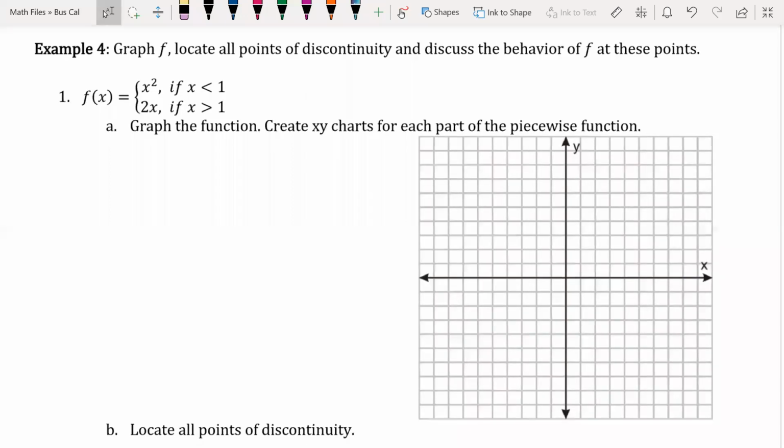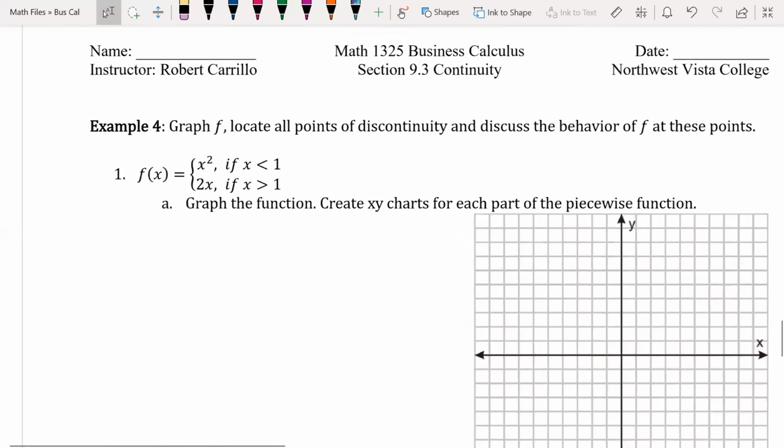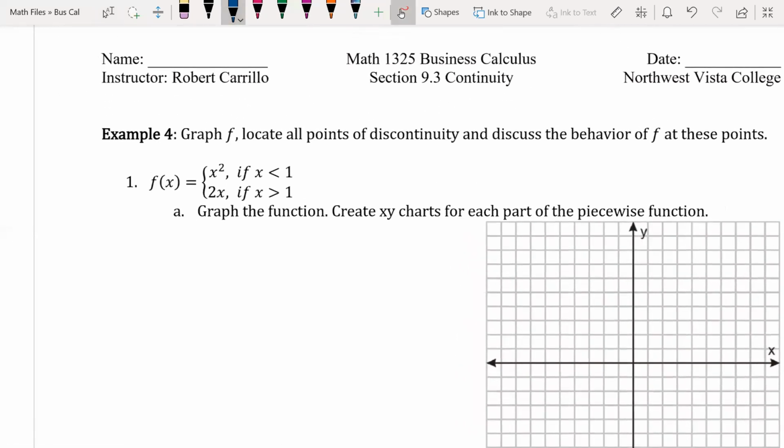All right. Example 4. Graph f, locate all points of discontinuity and discuss the behavior of f at these points. So here we're given a piecewise function again. F of x equals x squared if x is less than 1, and f of x equals 2x if x is greater than 1. Graph the function, create xy charts for each part of the piecewise function. One of the easiest ways to graph a piecewise function is to make separate xy charts for each function in the piecewise.